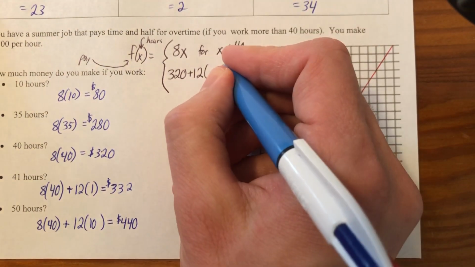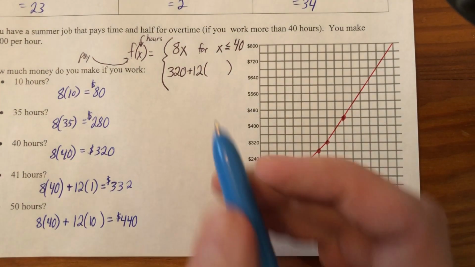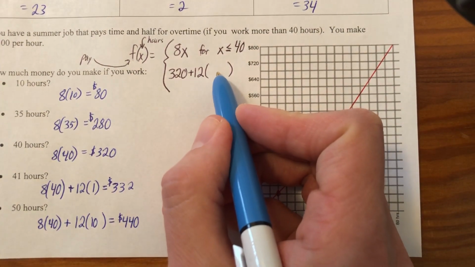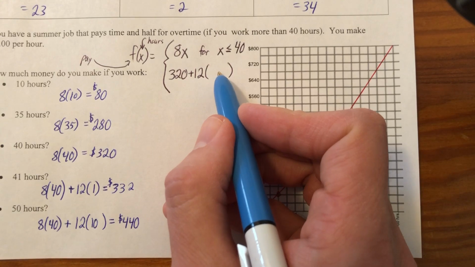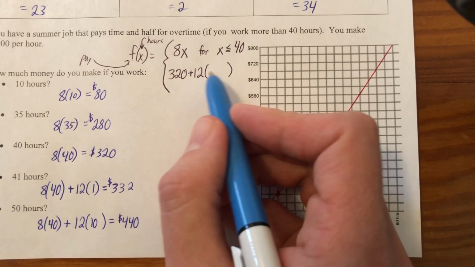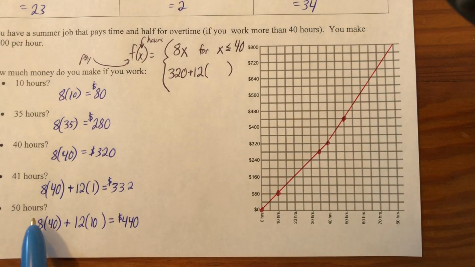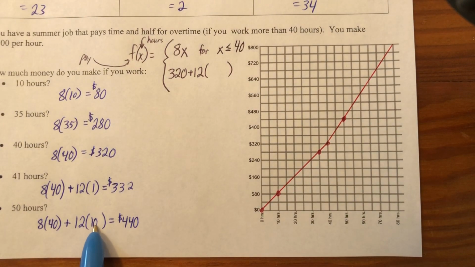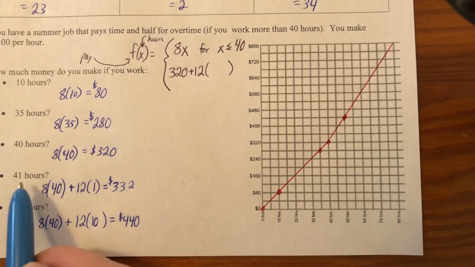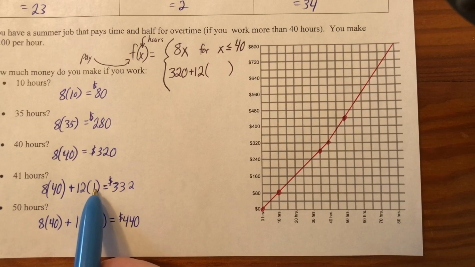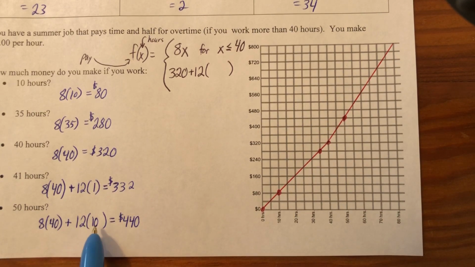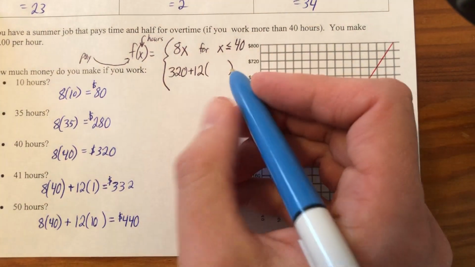Okay, so I can't just put an x there. I can't just put an x here, because if I put an x here, then if I have 50 hours worked, then I'm going to have 12 times 50. Well, I'm not getting $12 per hour for 50 hours. I'm getting $12 an hour for just the ones over 40. So when I worked 41 hours, I only got 1 extra hour. When I worked 50 hours, I got 10 extra hours.